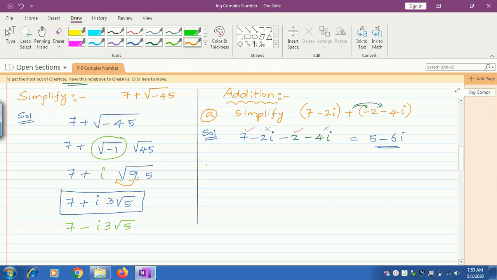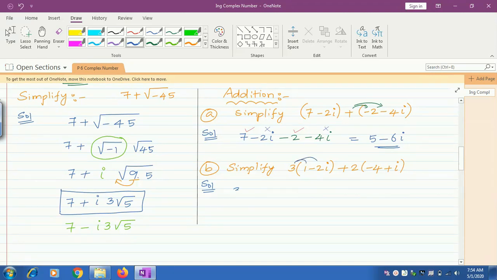Now similarly, if you have two numbers, simplify, write it in the standard form. 3 times (1 minus 2i), and then plus 2 times (minus 4 plus i). What is the difference between the last problem and this problem? Here we don't have a number, directly we can add. But here first you have to multiply the number inside, and then you have to add.